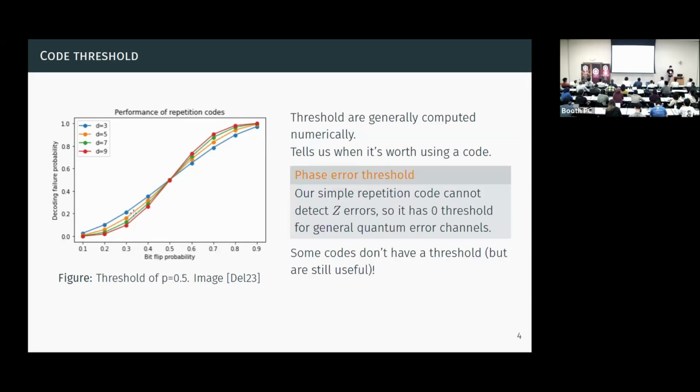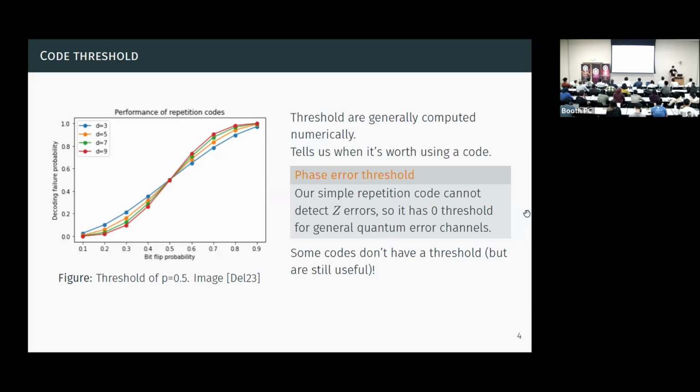Okay, so one big thing to note in the quantum world: there are not only bit flip errors, there are also phase errors. And our simple repetition code cannot detect the Z errors, right? Because a phase error occurs and we have no knowledge of that happening. I guess we were in the classical world, so there are no phase errors, but in the quantum world, we need to protect our code words from the phase errors. So it actually has a 0 threshold for quantum error channels, because it cannot even detect one error, no matter how many bits we use to encode our logical information.